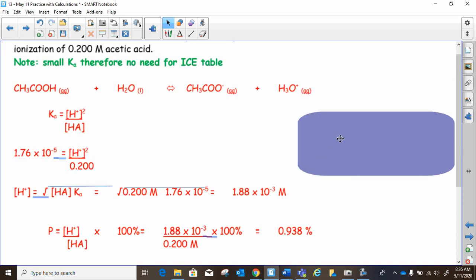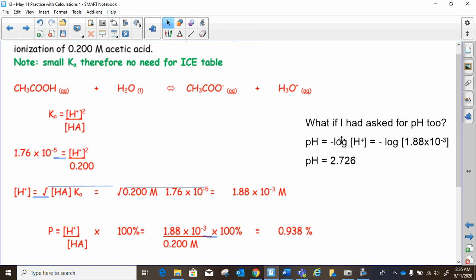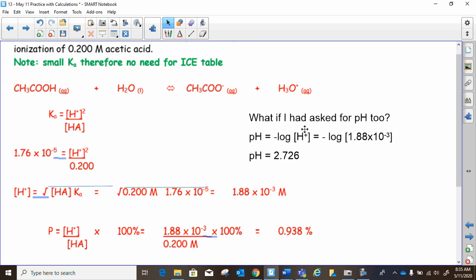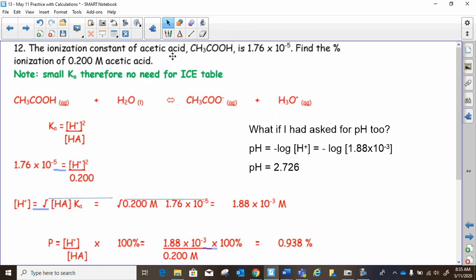Okay. Now, I wanted to point this out. If I had asked in the question for pH as well, if I had added a little blurb up here, in order to find pH, you would have just taken this hydrogen ion concentration and plugged it into your negative log equation. So you would have had a pH of 2.726. And again, 3 significant figures, so that's why 3 decimal places there.